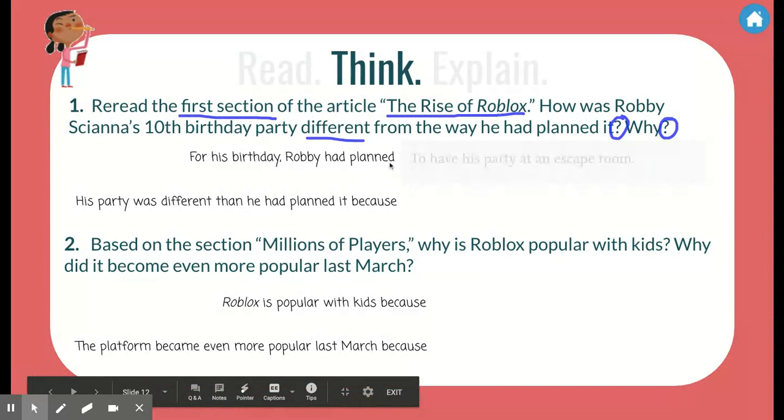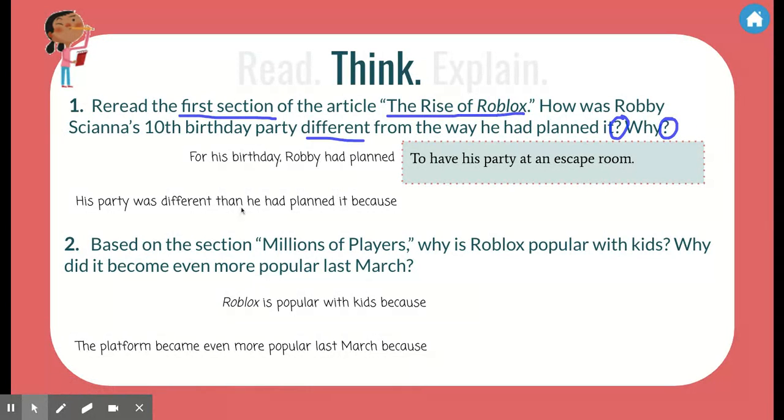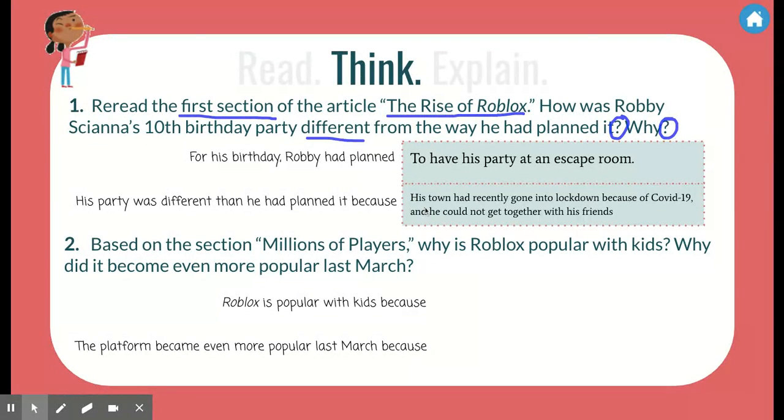It says, for his birthday, Robbie had planned, and I said, to have his party at an escape room. And remember, I got that straight from the passage. It says his party was different than he had planned it because, and this second question right here, this why, because his town had recently gone into lockdown because of COVID-19, and he could not get together with his friends. Notice also that I didn't say because COVID. No, that's not the answer I'm looking for. What I'm asking you to do is give me complete and well thought out answers. One to two words doesn't cut it.